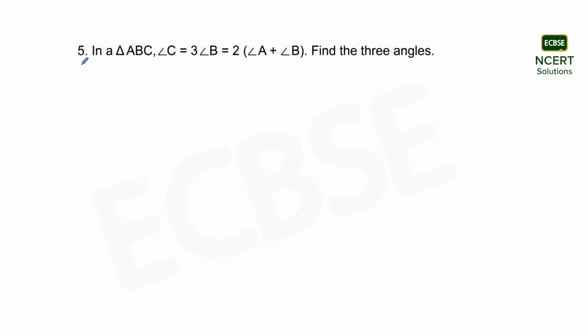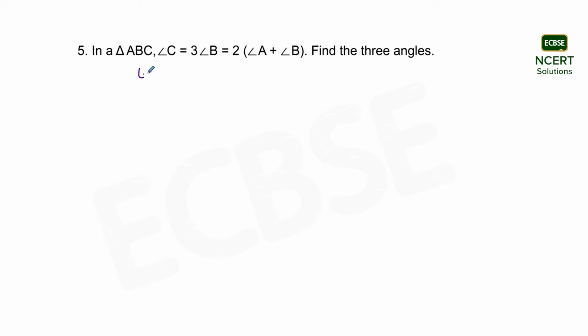Students, so here we are with question 5 of exercise 3.7 for the chapter Pair of Linear Equations in Two Variables. The question is: in a triangle ABC, angle C is equal to 3 times the angle B, which in turn is equal to 2 times the sum of the angle A and angle B. Find the three angles.